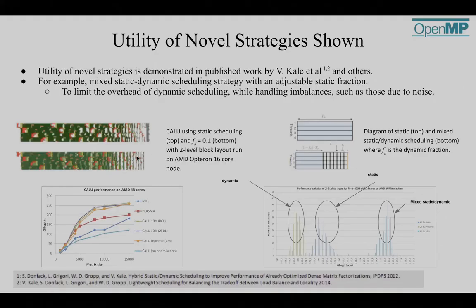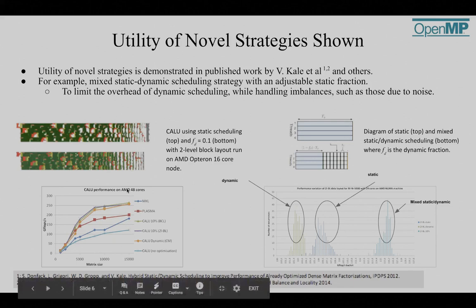We applied this strategy to a dense linear algebra code, and it is currently part of the ECP application library called SLATE. What we've done is split the LU factorization into two parts, a static part and a dynamic part, and then tune the dynamic fraction. By doing so, we get a significant performance improvement over Intel MKL. We see that through the results on the left.